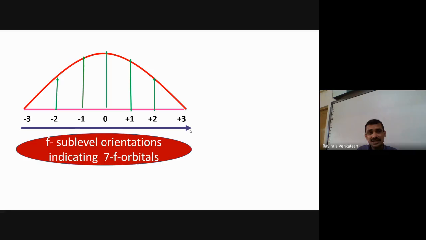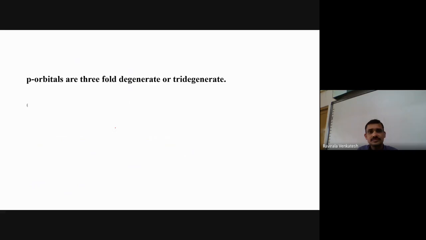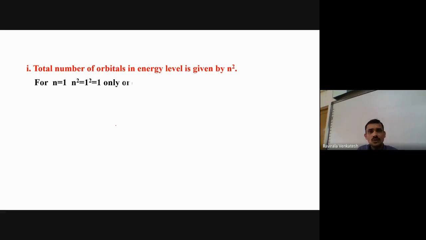F suborbital orientation. Generally, F subshell is not there in the syllabus. You can just leave it. F orbital, you can leave it. No problem for this one. Then there are 7 orbitals, like 1, 2, 3, 4, 5, 6, 7. It's also no need for you. Total number of orbitals in the energy level.